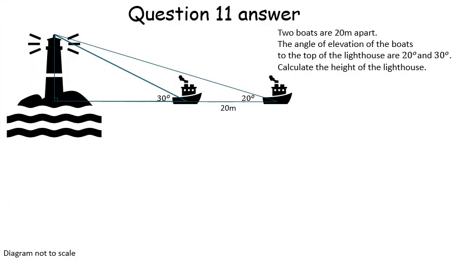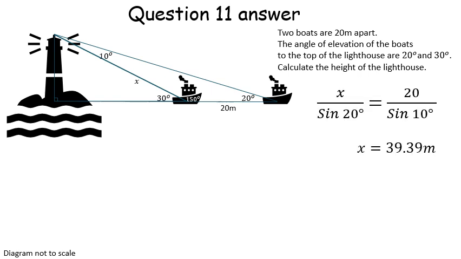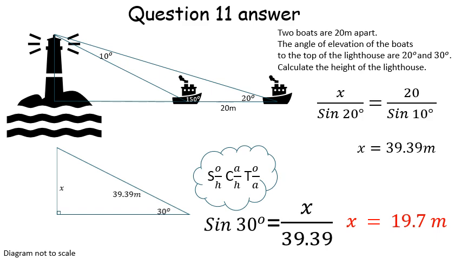Question 11. Angles on a straight line add up to 180 degrees, so this is 150 degrees. As the angles in a triangle add up to 180 degrees, we know that this angle must be 10 degrees. Using this information, we can calculate the distance from the nearer boat as being 39.39 metres from the top of the lighthouse. Now, using sine equals the opposite over the hypotenuse, we can work out that the height of the lighthouse is 19.7 metres.